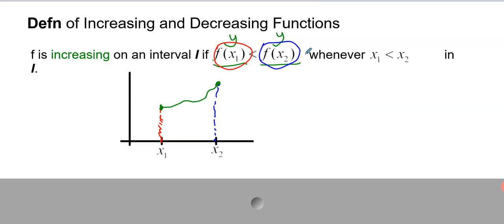Practically speaking, you can just tell that the function is going up, right? It's going up in that interval from x1 to x2. It only goes up. It doesn't actually go down there. So it's increasing on that interval.